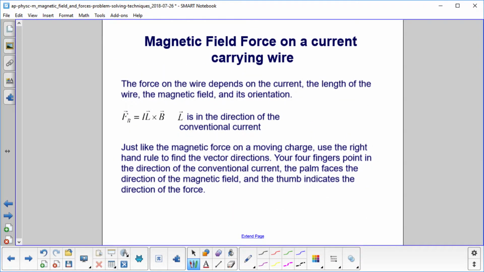Let's put a whole bunch of charges in motion and create a current. So there'll be a force on the wire that carries this current, and that's equal to, again, it's a vector, IL cross B, right? Very similar to this one, QV cross B. L is in the direction of the conventional current, and that's the length of the wire. I is the current, B is the magnetic field. Again, we use the right-hand rule to find the vector directions. Your four fingers point in the direction of the conventional current, okay, which is the flow of positive charge. The palm faces the direction of the magnetic field, and the thumb indicates the direction of the force on the wire.